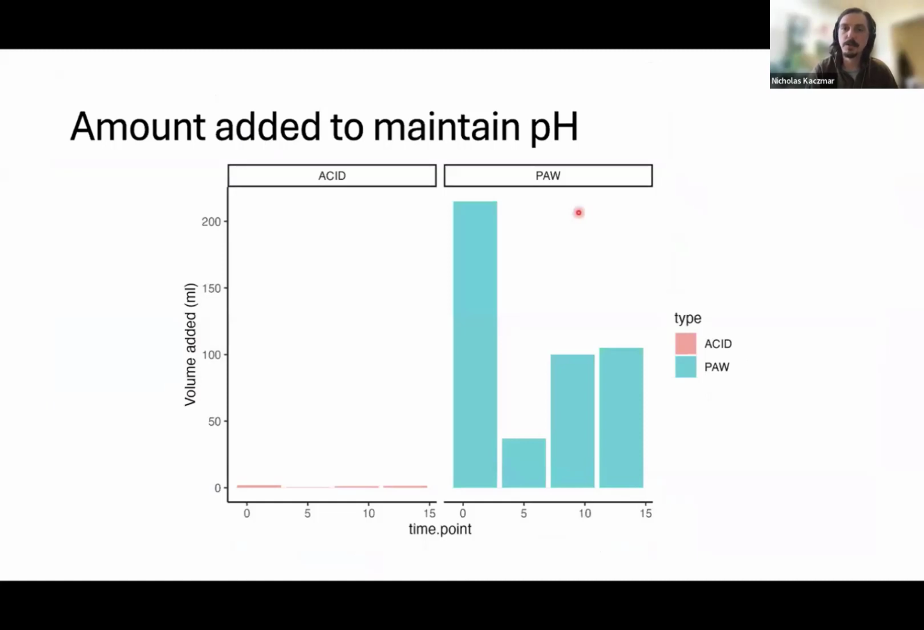But the amount of PAW required to adjust the pH compared to the sulfuric acid is about 200 times more. I think I was adding on average about 750 microliters of sulfuric acid, whereas at some points I needed 200 milliliters of PAW. So that shows us that our PAW, while being effective to lower our pH, is a very weak acid. We need a lot of it.